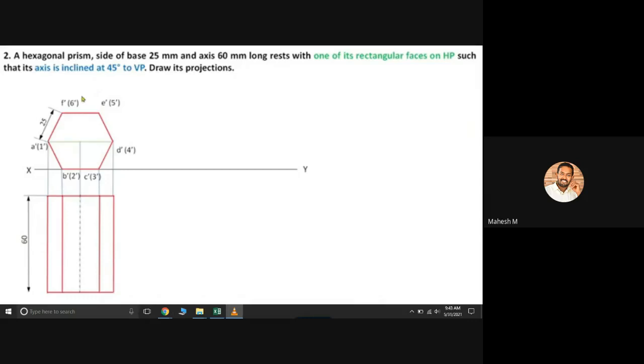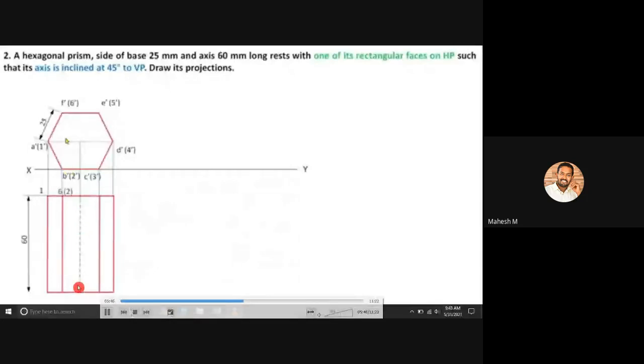After doing that, you have to create an inclined top view first, because the axis is inclined at 45 degrees to the VP. In our previous problem, the base was inclined at 60 degrees. Here, the axis is inclined at 45 degrees. That means you have to draw this line with the axis at an angle of 45 degrees.